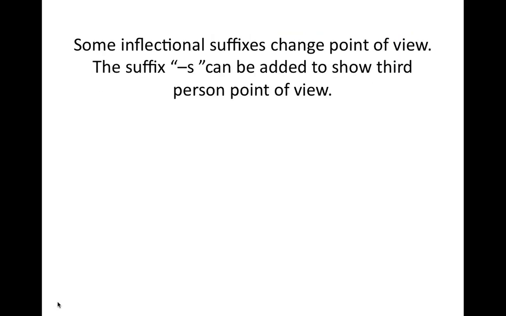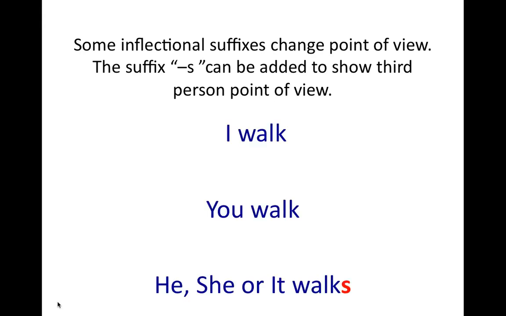Some inflectional suffixes change point of view. The suffix s can also be added to words to show third person. For example, we say, I walk, you walk, but if we have to say he, she, or it, we add an s to the word walk to show third person. I walk, you walk, he, she, or it walks with an s.